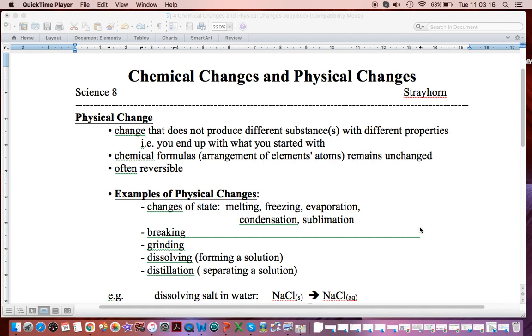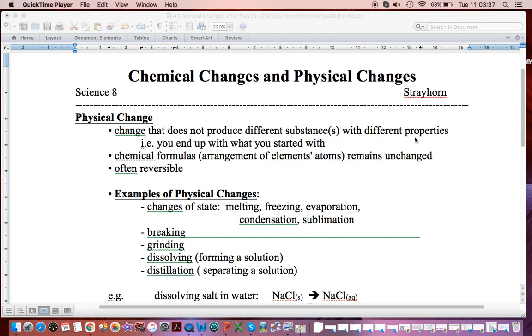Chemical changes and physical changes. You will see this in Chemistry 11 if you get that far, and certainly in Science 8, 9, and 10. A physical change means you end up with the same material you started with. There's no change in the properties. That's why it says does not produce. You might want to underline that.